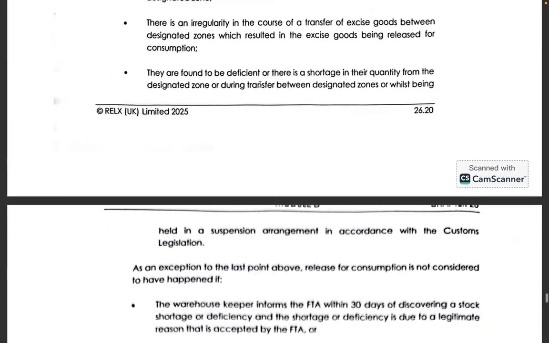They are found to be deficient, or there is a shortage in their quantity from the designated zone, or during transfer between designated zones, or whilst being held in a suspension regime in accordance with the customs legislation. So if a deficiency or shortage is identified in the quantity when they moved from one designated zone to another, and there was an issue in between, then it will be seen as the goods having gone into free circulation.